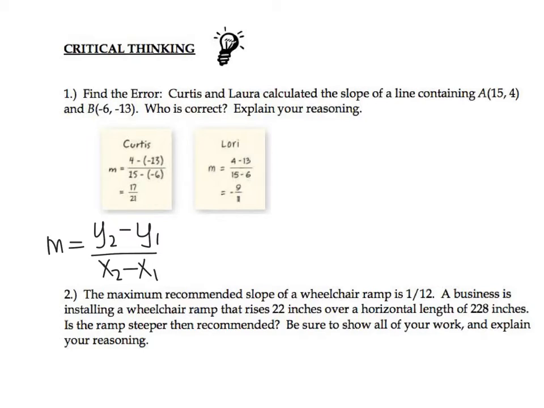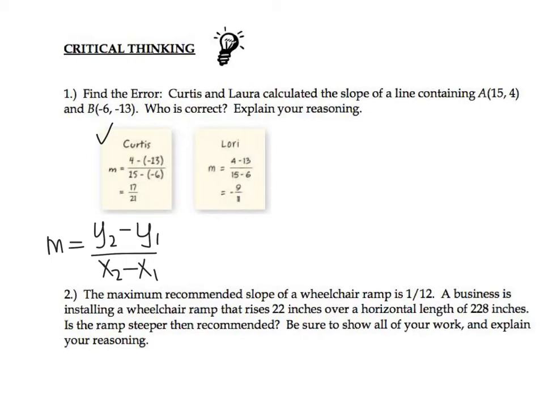So let's take a look to see what Curtis did. Curtis did 4 minus -13. Well, 4 is a y value. Subtract from it the second y value, which is -13. So far, so good. Divided by 15 minus -6. 15 being the x value from our first point, the one that contains 4, minus the -6 of our second point. He remembered to change his negatives. He got 17 over 21. So far, it looks like Curtis is correct.